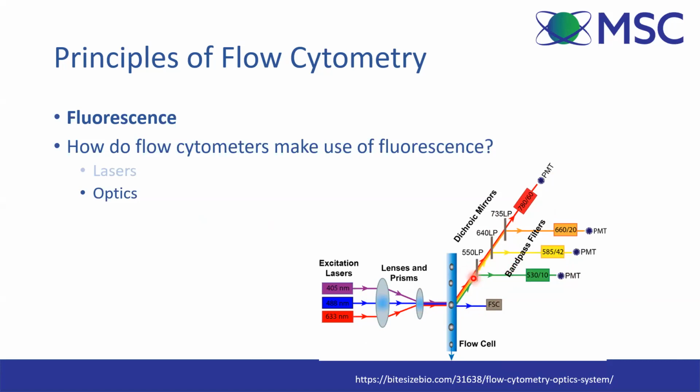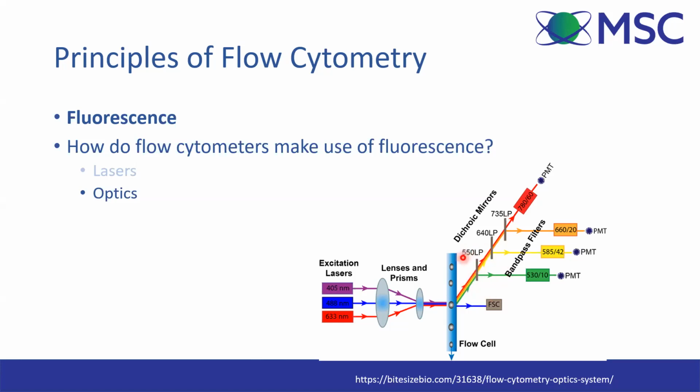So dichroic mirrors, which are the first part of the optics, are essentially beam splitters. And what this means is that they will reflect certain wavelengths of light while allowing other wavelengths to pass right through them. So using a dichroic mirror, the cytometer is able to sort out light which has been emitted by different fluorochromes. A dichroic mirror will typically allow all light below or above a certain wavelength to pass through.